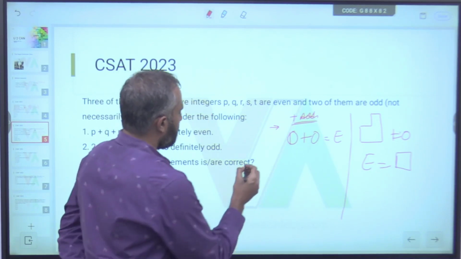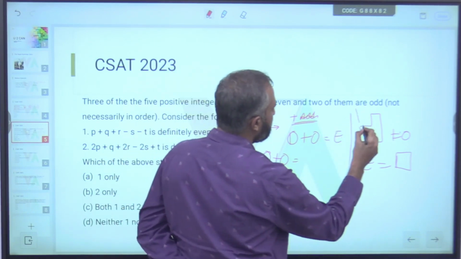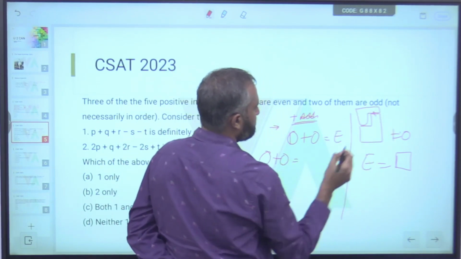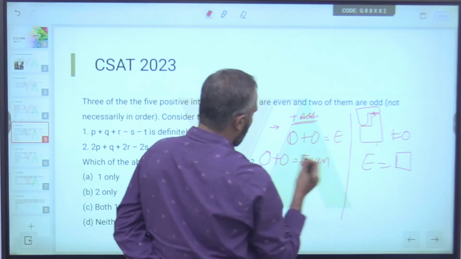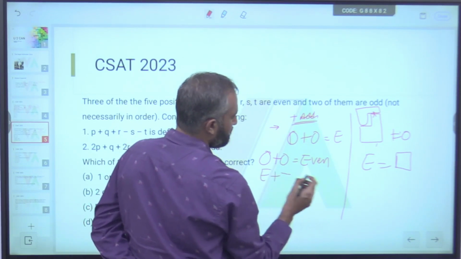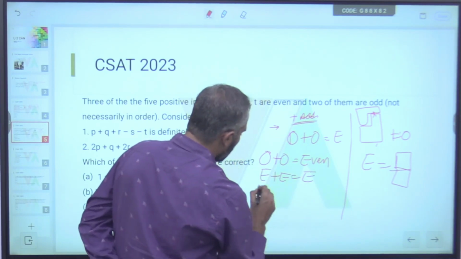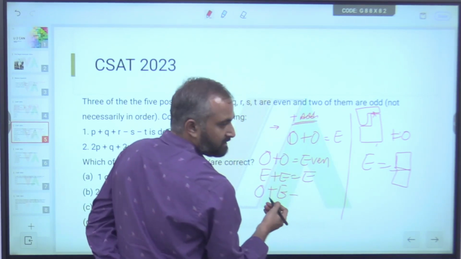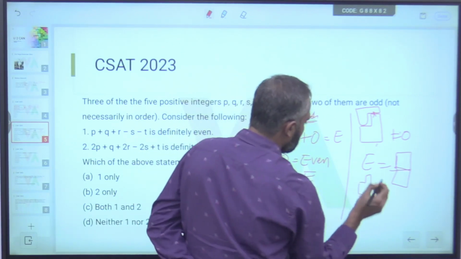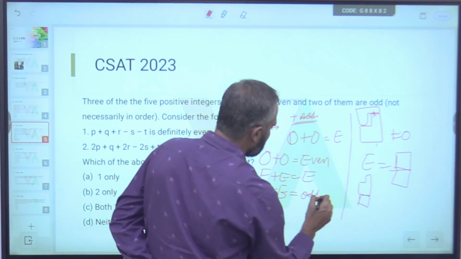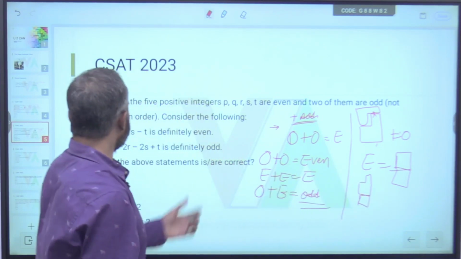Now, what is odd plus odd? To add the projection, the flat is on top, it will be even. What is even plus even? Since the flat is already on top, even plus even becomes even. And what is odd plus even? Only in this case do we get a projection as the resultant. So, this is odd. Got an intuitive sense? Now, let us apply this here.